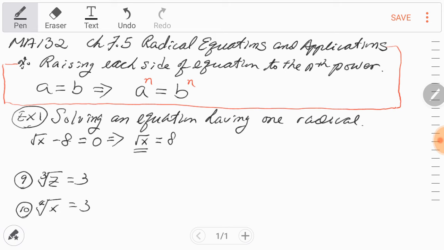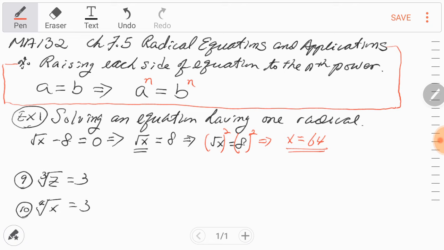Now, how do we get rid of the square root? We can square each side. Because this is a square root, the index is 2, so we can raise this square root to the second power. Square each side. Then the left side is only x, the right side is 64. So 64 is the solution.